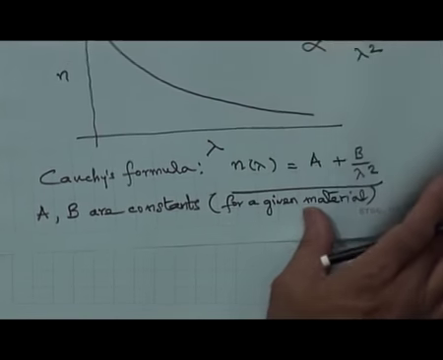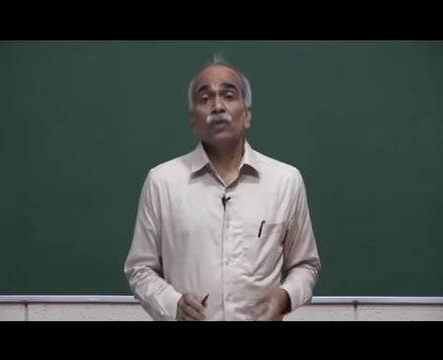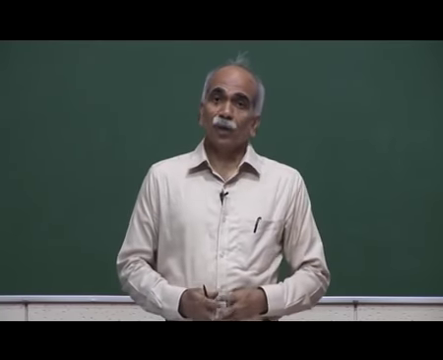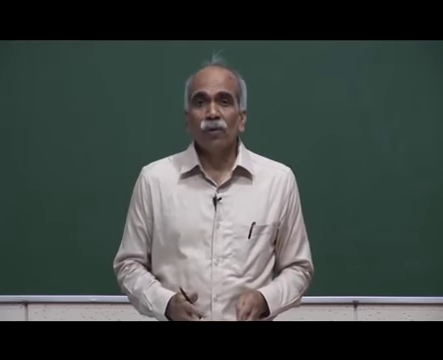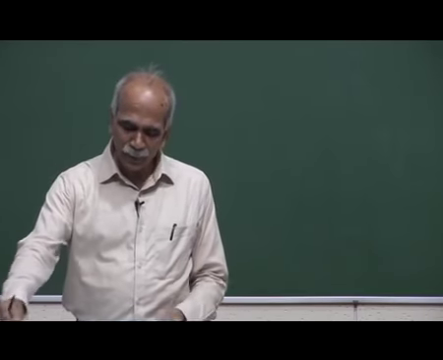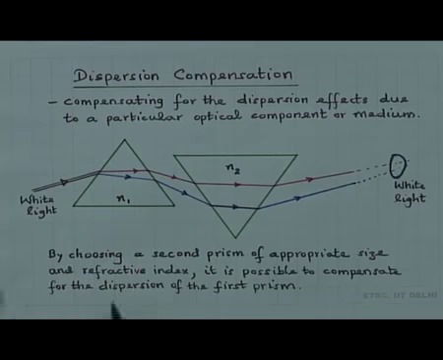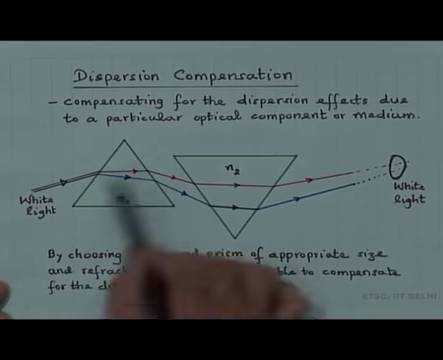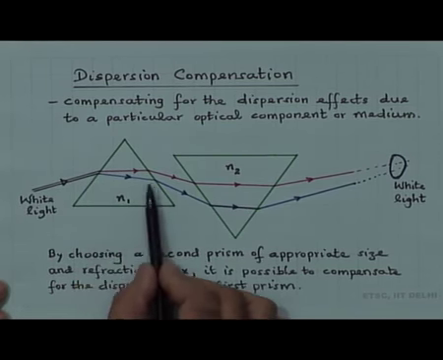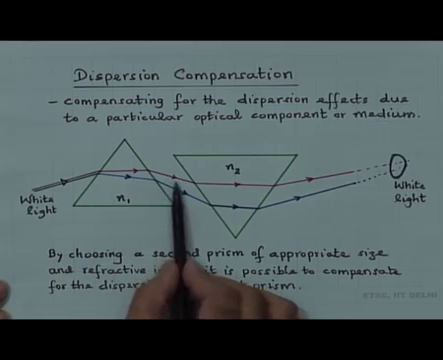Now, let me go further. Before I do, I want to talk about one topic which is called dispersion compensation. Dispersion and dispersion compensation are very important and huge topics, but let me just introduce you to dispersion compensation in its simplest form. What is shown here is a prism with white light entering it, which leads to dispersion, that is, spreading of the component lights, and now it is coming here.